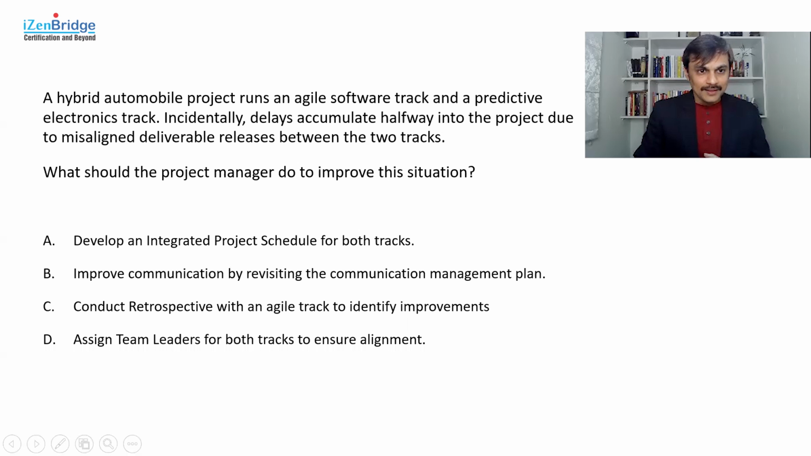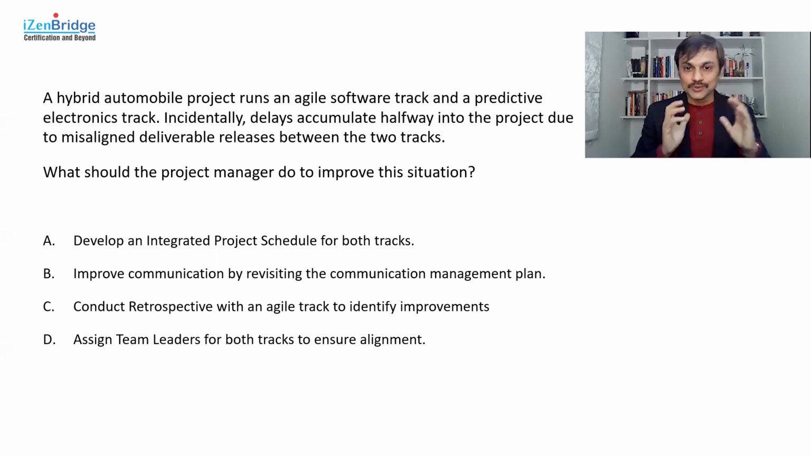Question 30. A hybrid automobile project runs an agile software track and a predictive electronic track. Two tracks. Okay, hybrid project management. Incidentally, delays are accumulating halfway into the project due to misalignment between releases between the two tracks. What should the project manager do to improve this situation?